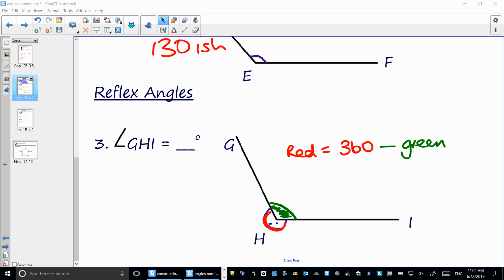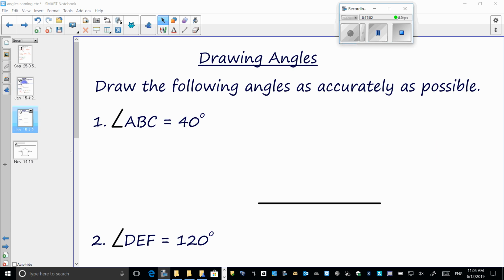So measure that one for me and then tell me what it is. Hello? Pencil. Oh, oops. It's fine, Sarah. I did it the other way and I got.